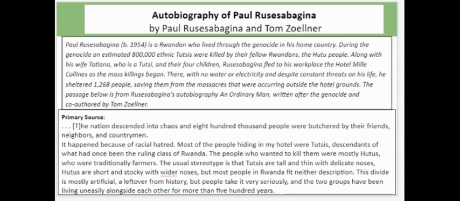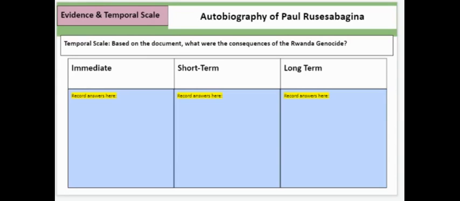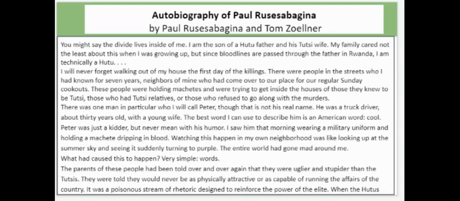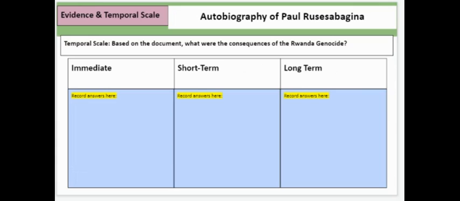On that note, you're going to look through his source again. You might want to turn on the read aloud again. Using the autobiography of Paul Rusesabagina and that document, what were the consequences of the Rwanda genocide? What were the immediate consequences? Think about it from his perspective in the hotel. Short term, what was going on? And I'm thinking back to specifically that source about a machete dripping blood and the horrible murder that went on. And then long term, what happened to a country when such awful things happen? It's tough, but again, I think you can do it.